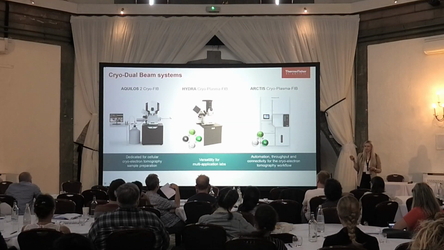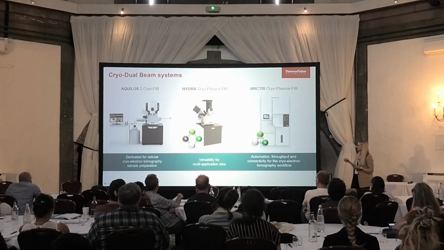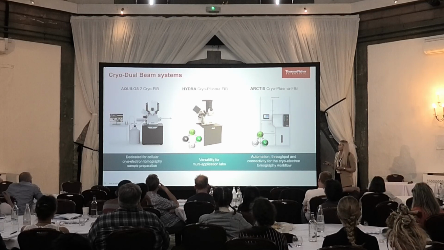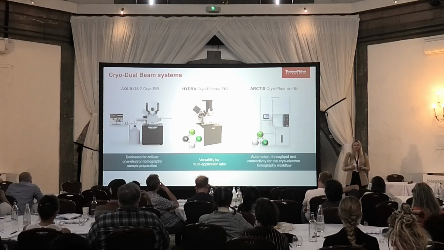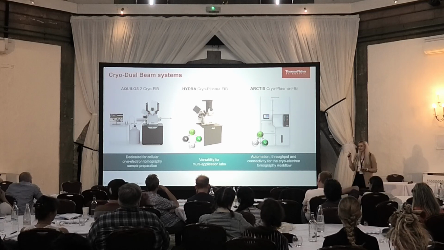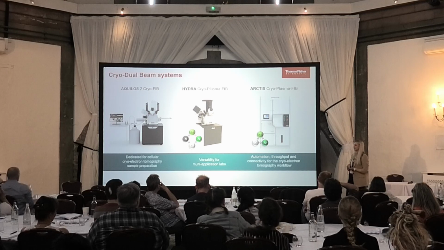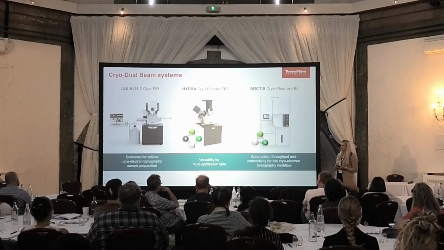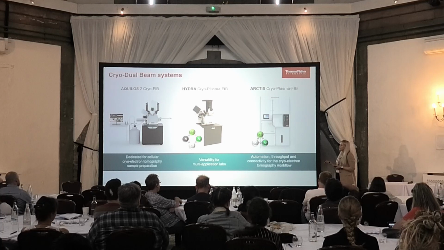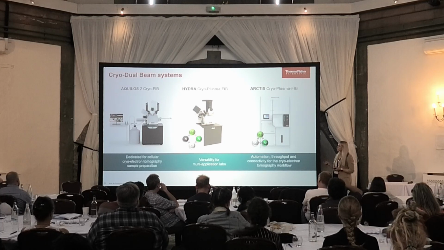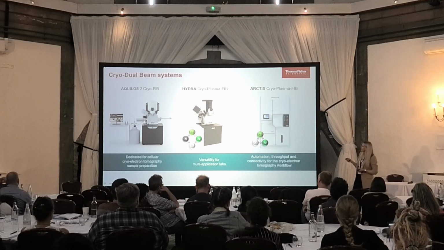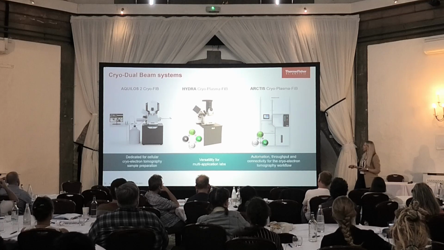So these are the three small dual beam systems that we have. There's Aquilus 2, that's the workhorse of the system. We recently celebrated a little milestone of shipping the 100th of it in the world. So there's quite a few of them, and most of the publications in cryo-ET will have used this one. Hydra is a really versatile system, and it's also the first plasma FIB for life sciences. And then we also have a new kid on the block, Arctis.